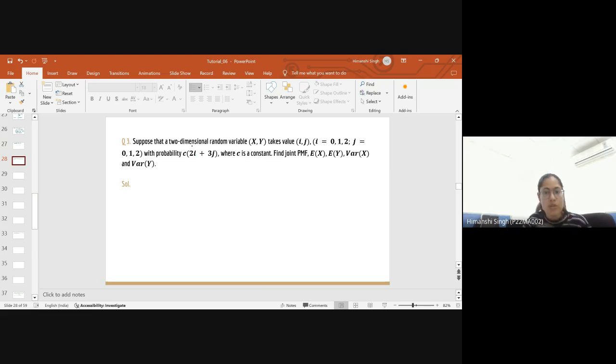So suppose we have a two-dimensional random variable which can take values (i, j), where i is running from 0 to 2 and j is also 0 to 2, with probability c into 2i plus 3j, where c is a constant. We need to find the PMF, expected value and the variances of X and Y. In order to do that, first of all, we'll construct the table for the joint distribution.